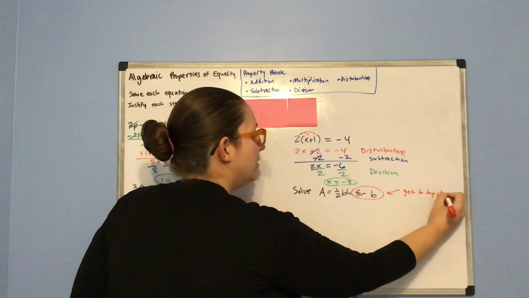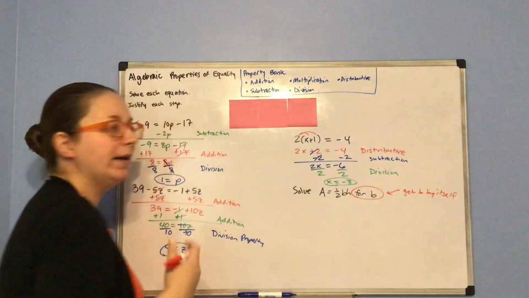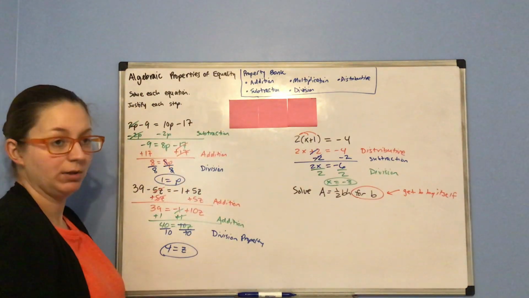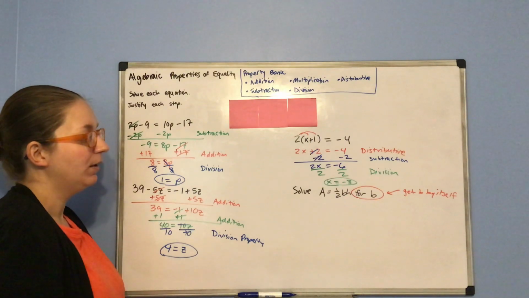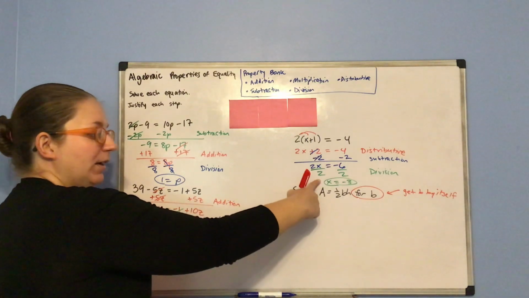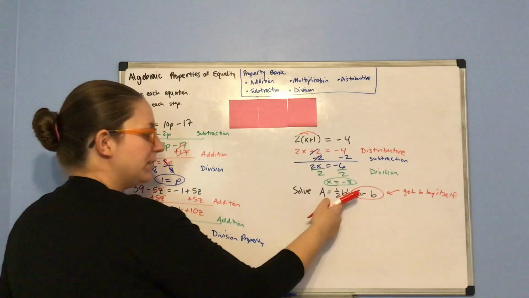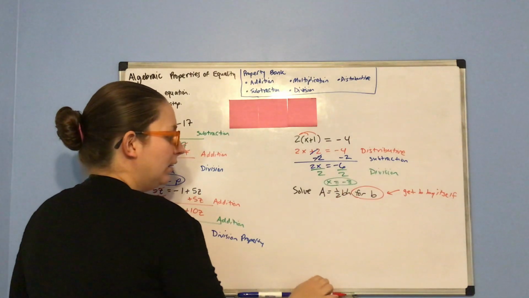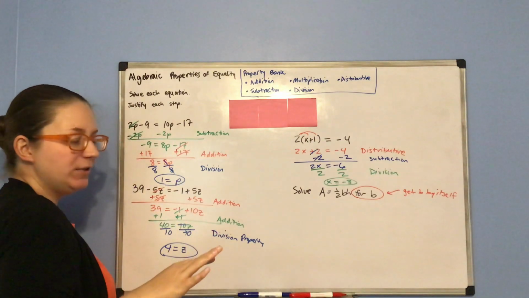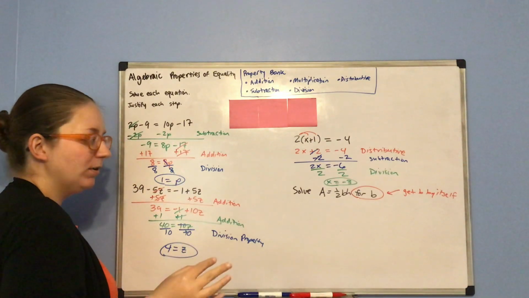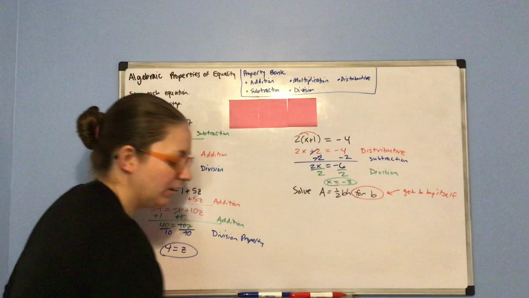So it's going to be using these same properties we've been using, adding, subtracting, multiplying, dividing, distributing, except instead of ending up with just a number answer, you're going to end up with a rearranged equation. So the goal here is to get b by itself. There's a couple different steps you need to take here. The order is not super important. There's a couple different ways you could go to start.